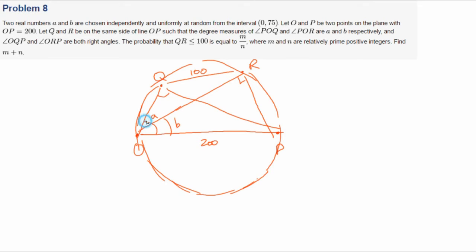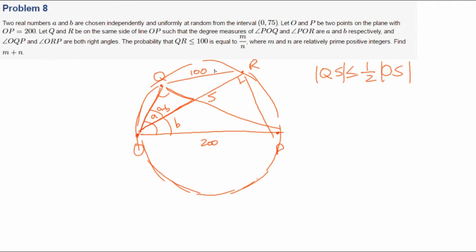Well, if this is A and this is B, then this angle is A minus B, right? And notice that this triangle right here is a right triangle. So let's call the center point, I don't know, S. That means QS, since we want this to be less than or equal to 100, will be less than or equal to 1/2 of OS by similar triangles, because these two triangles are similar.